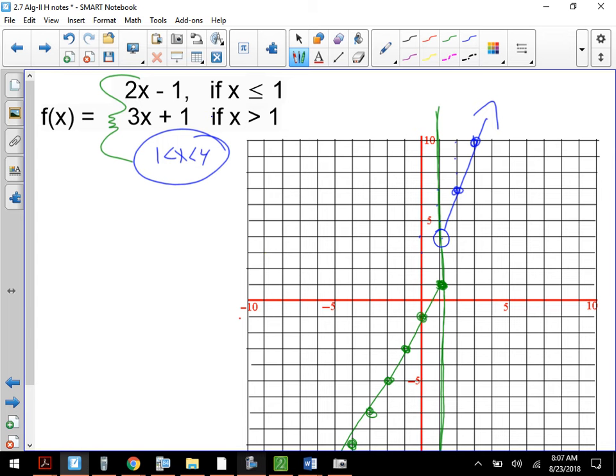And remember, the domain is just your values of x. Remember, what comes first in the alphabet, x or y? And what's first in the alphabet, domain or range? What's first in the alphabet, horizontal or vertical? Well, there's a reason why I keep asking that.